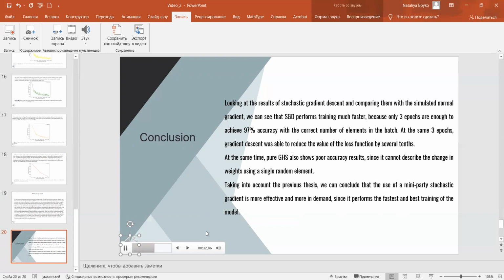At the same time, pure SGD also shows poor accuracy results, since it cannot describe the change in weights using a single random element. Taking into account the previous thesis, we can conclude that the use of a MiniBatch stochastic gradient is more effective and more in demand, since it performs the fastest and best training of the model.